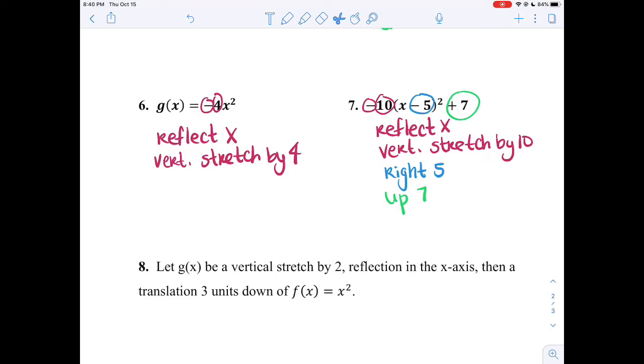So the first thing you should have identified is this negative sign out in front. Negative sign in the front is always going to be a reflection in the x-axis. We also see a number bigger than 1 in the a position, so that's a vertical stretch by 10. Inside the parentheses, where we're talking horizontal translations, we see a negative 5. Remember to think opposite, so a negative is actually going to send us to the right by 5. And then finally, a plus 7 tacked onto the end is in the k position, which is a translation up or down. In this case, the positive sends us up by 7.